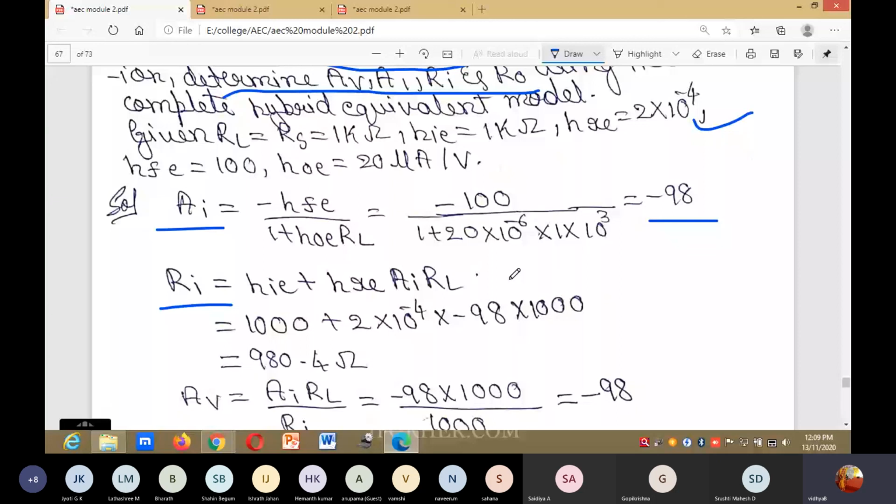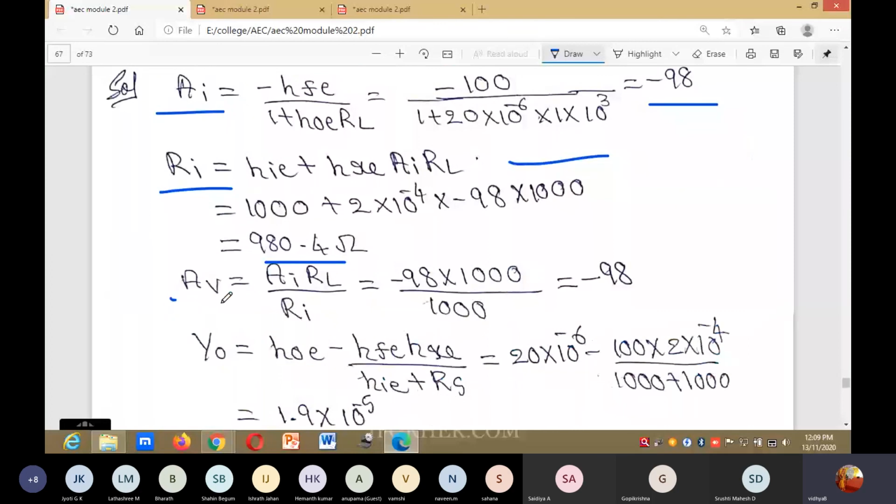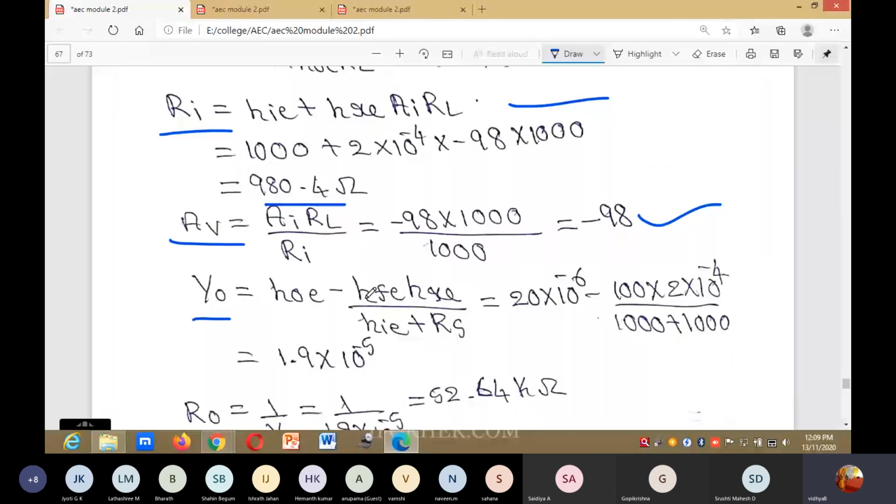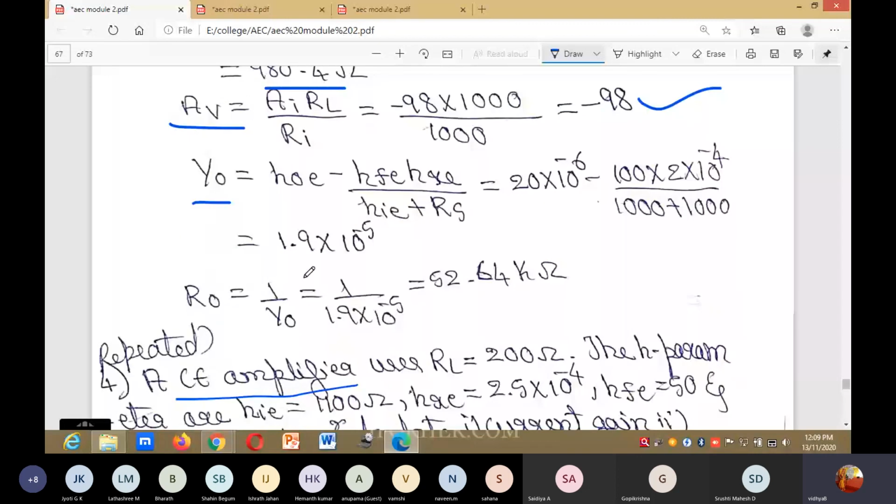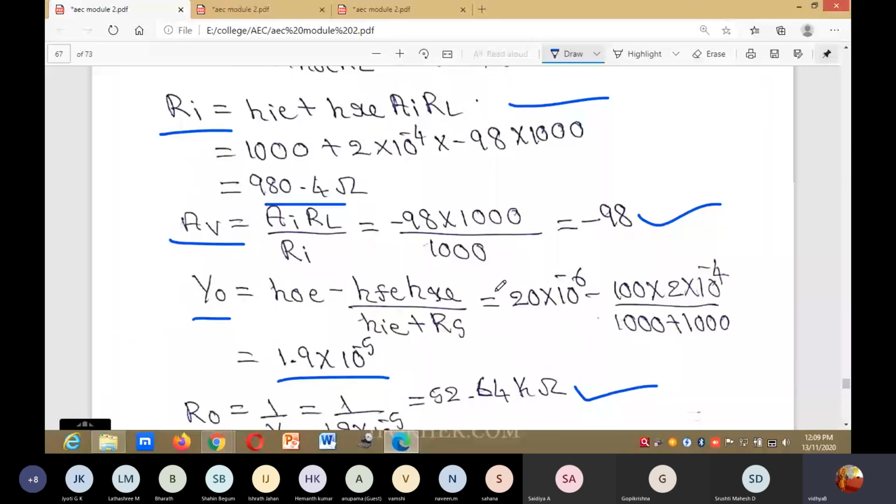So RI, we know the formula. If you substitute, you'll get 980.4 ohm. Same formulas: AV is equal to AI into RL divided by RI. If you substitute, you'll get minus 98. The Y naught formula is HOE minus HFE into HIE divided by HIE plus RS. Substitute the values and you get the answers. This is simple. In the next class, I will explain about CB and CC configuration with H parameter model.